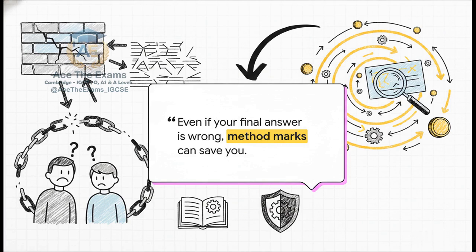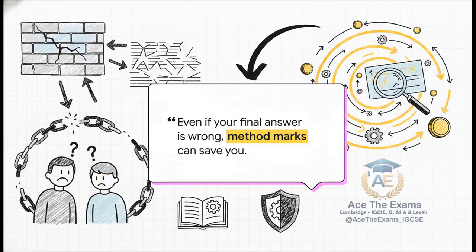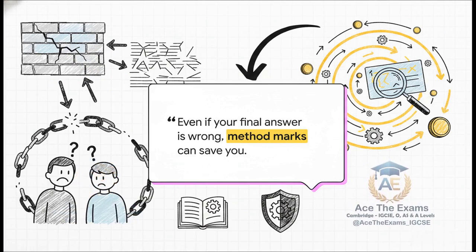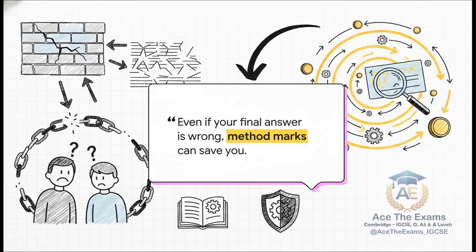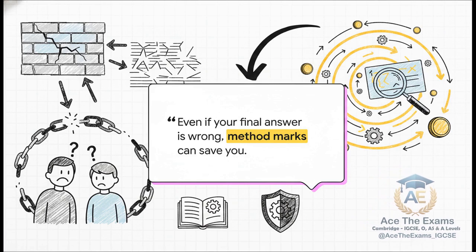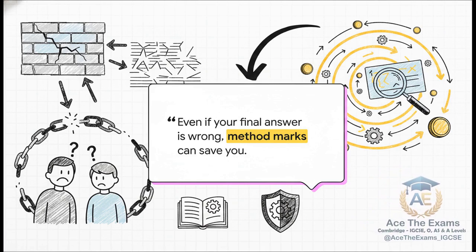All right, timer back on. Let's unveil the golden rule of Cambridge papers. It is the method mark strategy. The quote on the board says, "Show your working." Even if your final answer is wrong, method marks can save you. This is absolutely critical for the use of cue cards. Examiners award massive, vital marks for the process itself. They are actively looking to reward systematic, evidence-based reasoning.